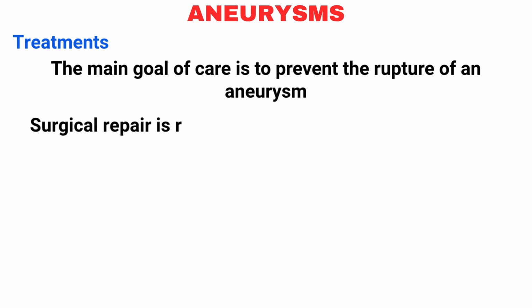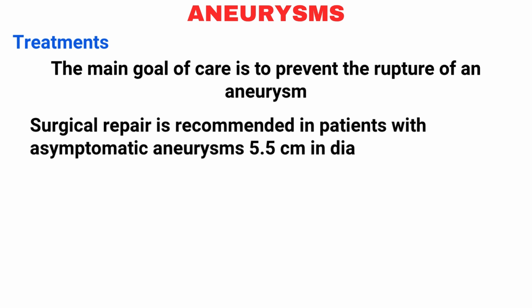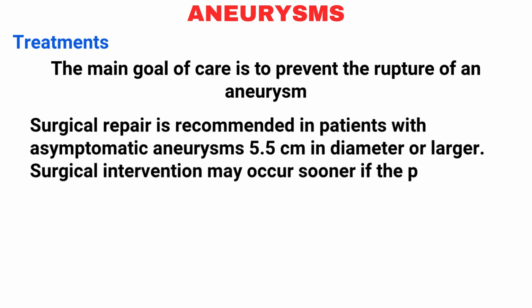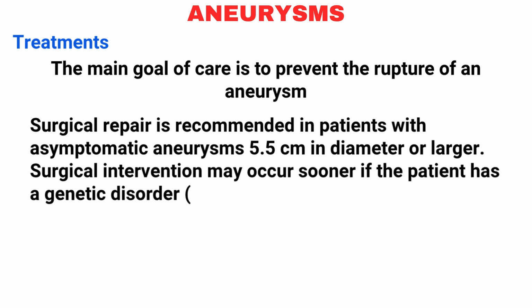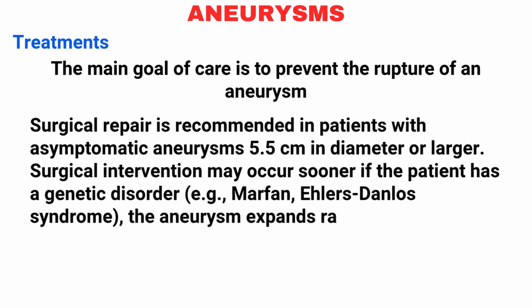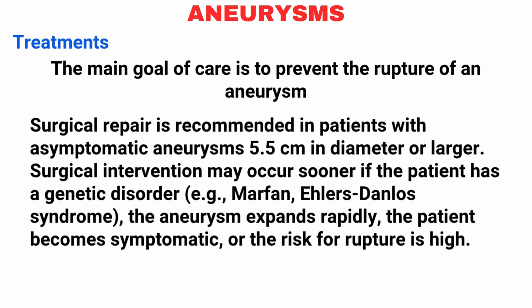Surgical repair is recommended in patients with asymptomatic aneurysms 5.5 cm in diameter or larger. Surgical intervention is done sooner if the patient has a genetic disorder like Marfan or Ehlers-Danlos syndrome, because in this condition the aneurysm expands rapidly, the patient becomes symptomatic, or the risk for rupture is high.